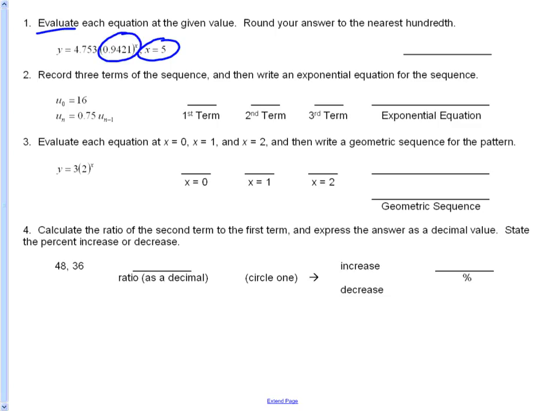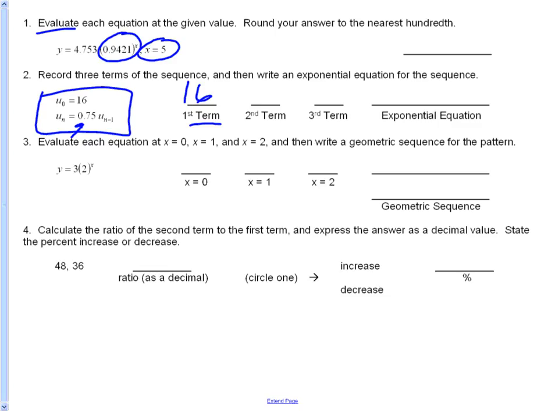All right. This one says record the 3 terms of the sequence. First term would be, well, look at this. It tells you the first term. What is it? 16. The second term I get from looking down here and knowing that, oh, I guess I got to do what to the 16? Multiply it by the 0.75. So then it's going to get smaller, isn't it?